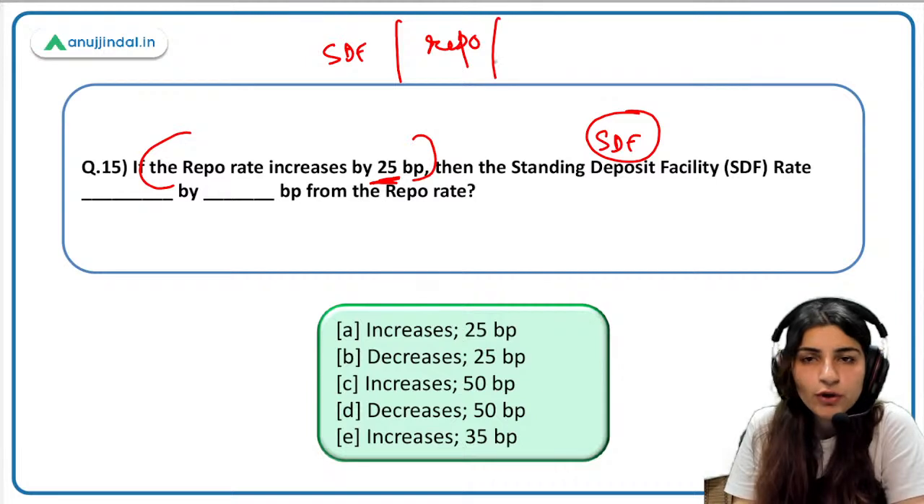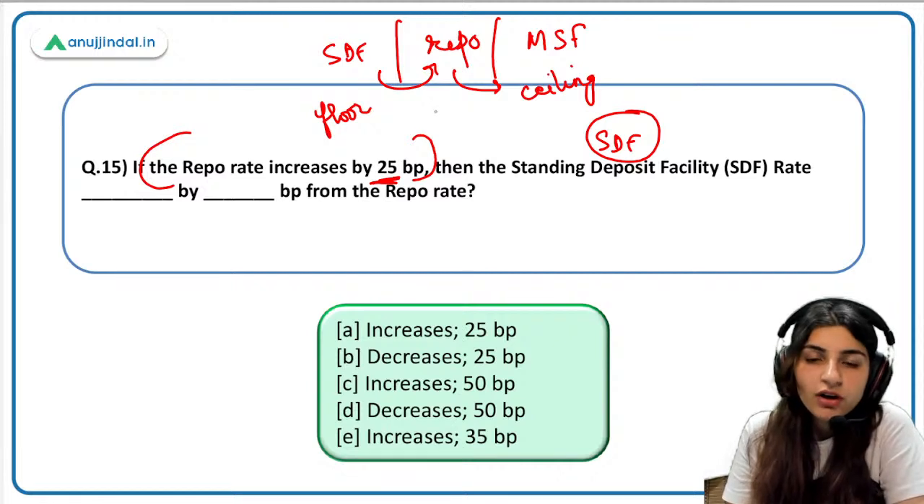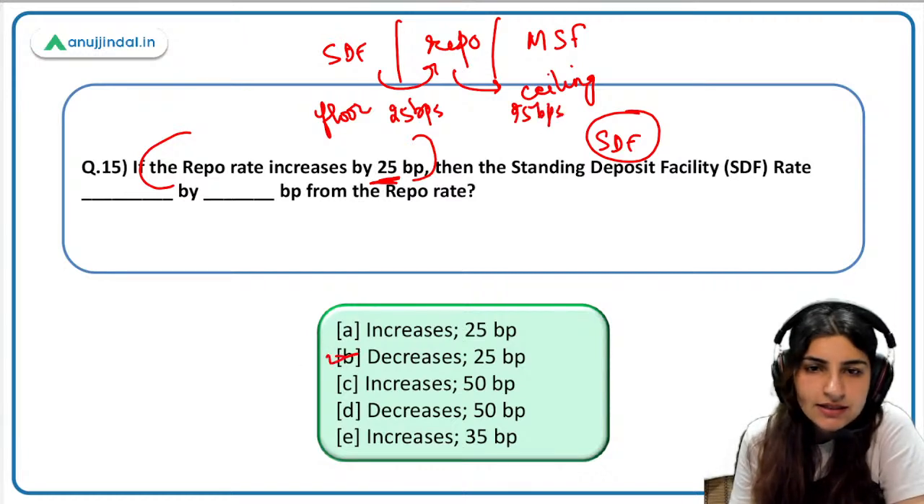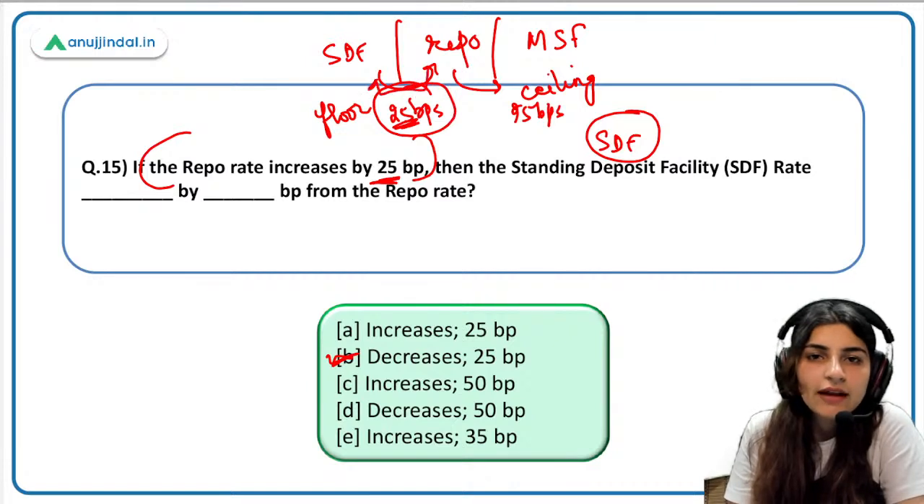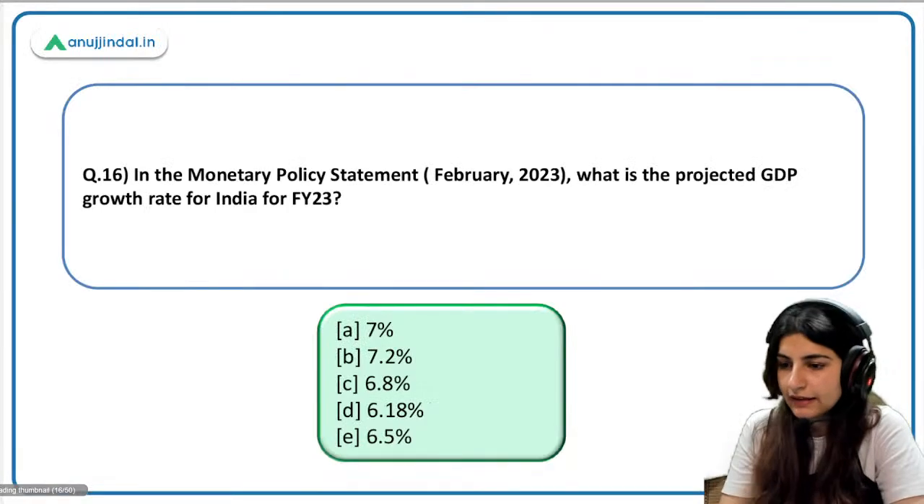So we have the repo rate in the middle, with MSF and SDF. SDF forms the floor rate and MSF forms the ceiling rate. And between them there is a gap of 25 basis points. So the correct answer here is SDF. SDF is 25 basis points less than the repo rate, and MSF is 25 basis points more, because it forms the ceiling rate.